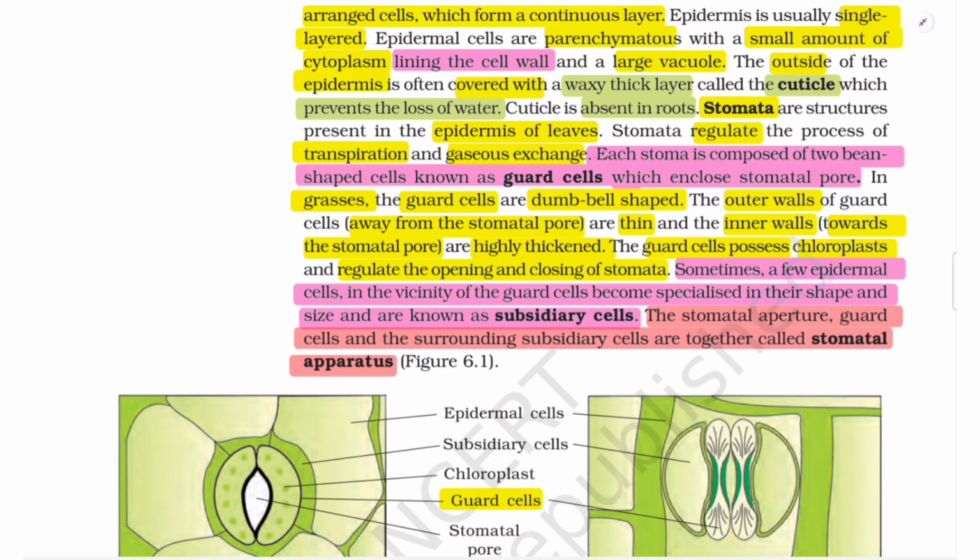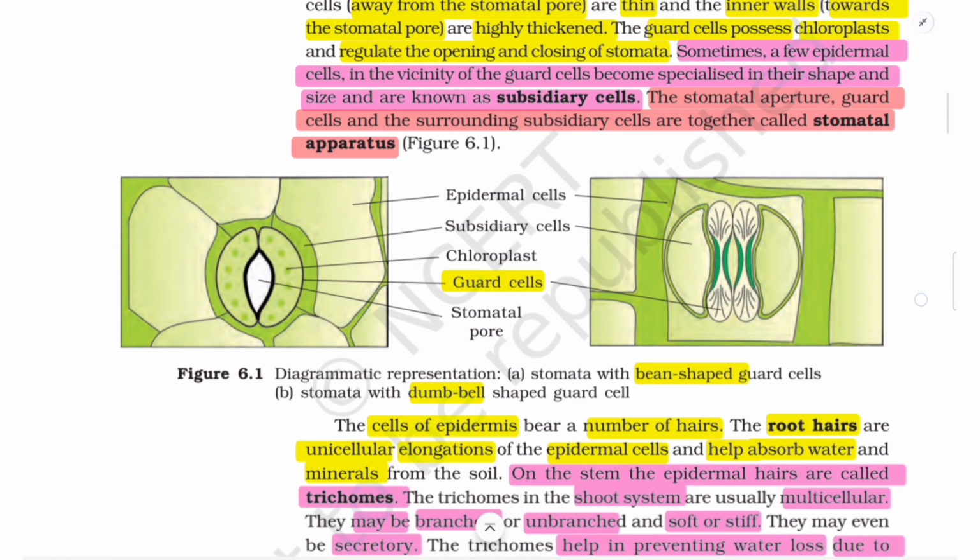The outer walls of guard cells, that is, the walls away from the stomatal pore, are thin, and the inner walls, that is, towards the stomatal pore, are highly thickened. The guard cells possess chloroplasts and regulate the opening and closing of stomata. Sometimes a few epidermal cells in the vicinity of the guard cells become specialized in their shape and size and are known as subsidiary cells. The stomatal aperture, guard cells, and the surrounding subsidiary cells are together called the stomatal apparatus, figure 6.1.